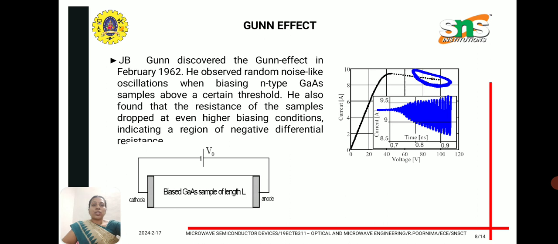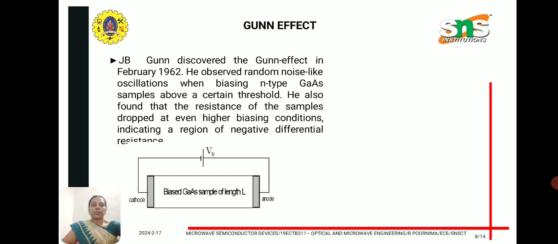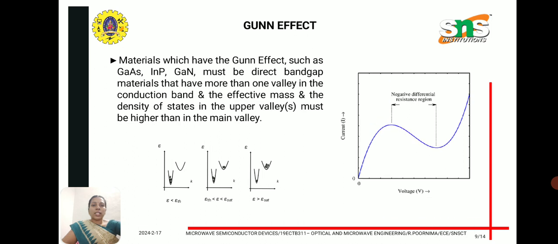This effect is known as the Gunn effect. The inventor Gunn discovered random noise-like oscillations when biasing an N-type gallium arsenide sample above a certain threshold value. He also found that the resistance of the sample dropped at even higher biasing, indicating negative differential resistance. Here we can see that oscillations are produced after a threshold voltage. Sustained oscillations can be obtained using a Gunn diode mounted in a resonant cavity. Here we can see a different graph showing the threshold voltage.